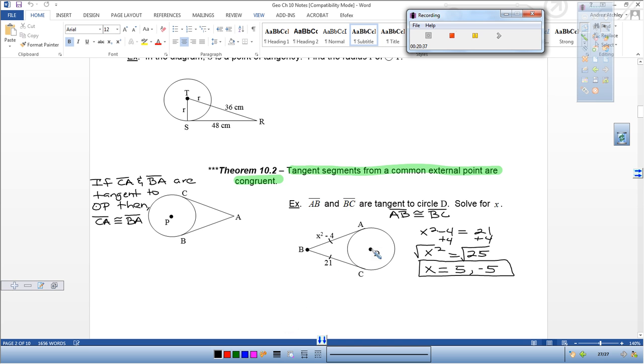Okay, let's look at your homework for 10.1. For 10.1, you have numbers 1 through 8, all, and then 12 through 19. Any questions over that?